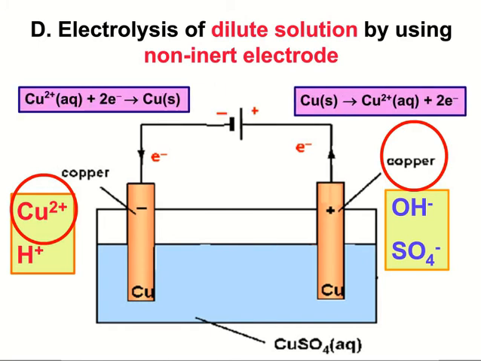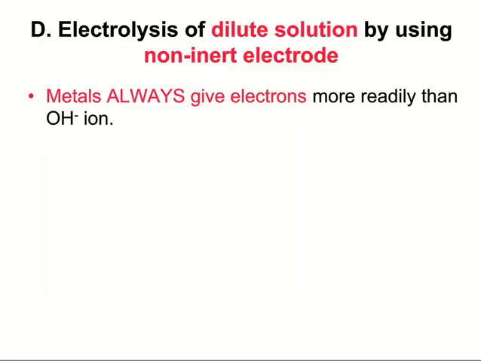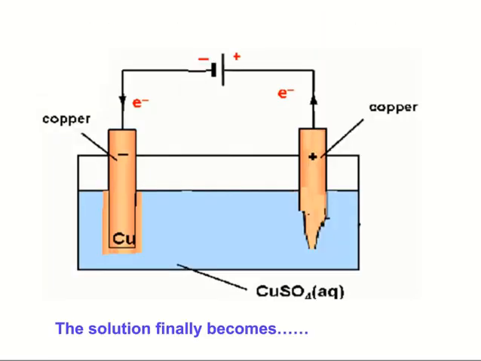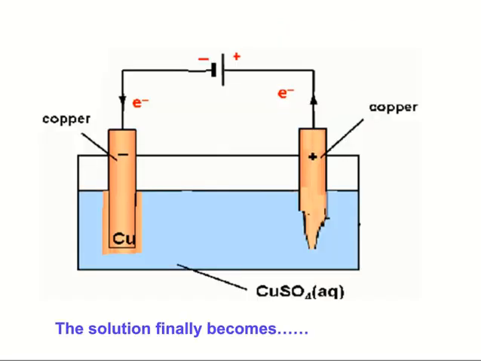At anode, this copper will get dissolved, and the solution finally becomes blue in color. So in the solution, see, anode is completely losing its mass, and over cathode the mass developed.